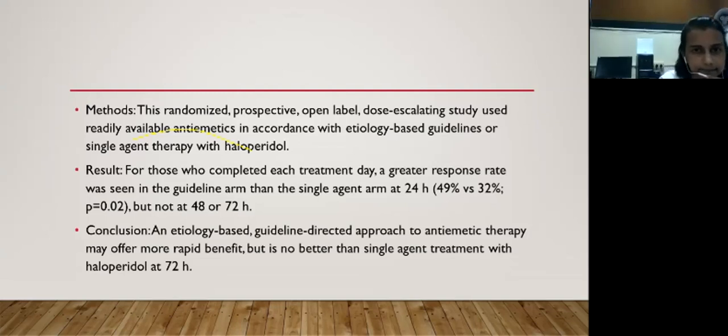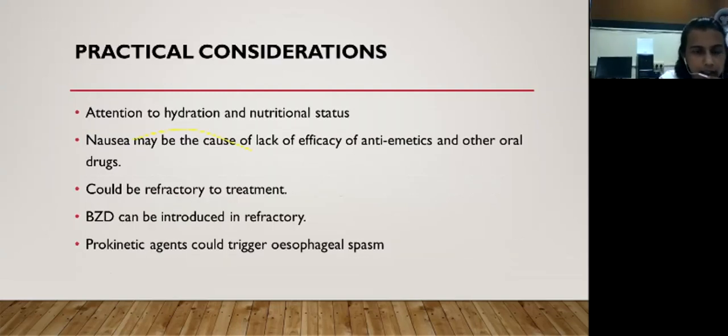Next slide, please. So quickly, I'll mention the practical considerations. Look at the hydration and nutritional status of the patient. Nausea may be the cause of lack of efficacy of other antiemetics and other oral drugs, so think of that. It could also be refractory to treatment, and when the symptom is refractory to treatment, you have to think of benzodiazepines. Also, prokinetic agents can trigger an esophageal spasm, so be careful about that.